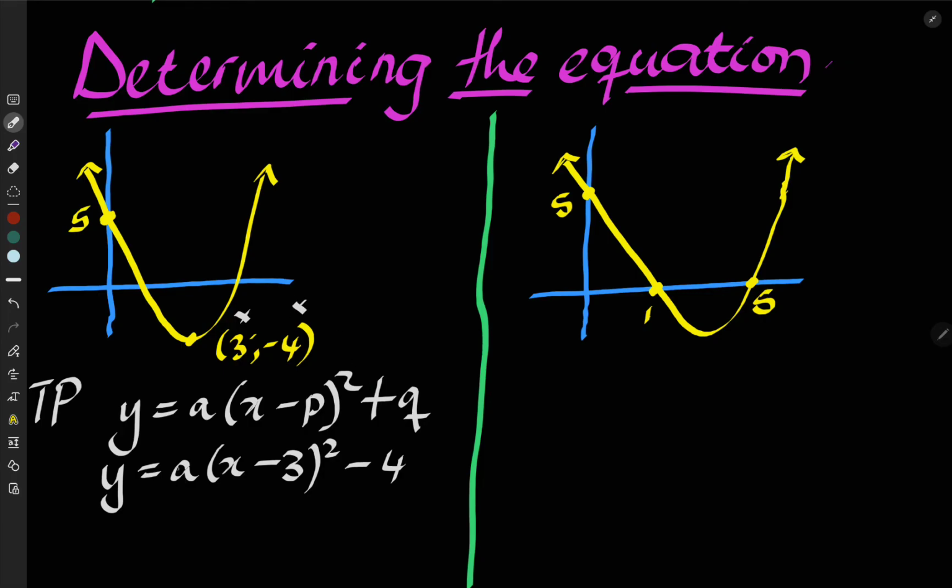Then to get a, because you've got another given point, you don't use the turning point, otherwise it won't work. You use another given point, in this case, that is 0 and 5.